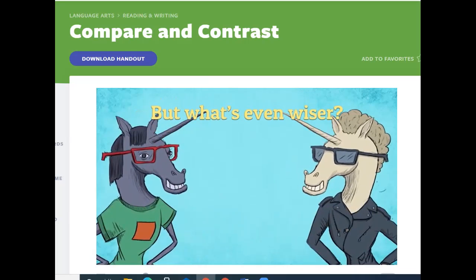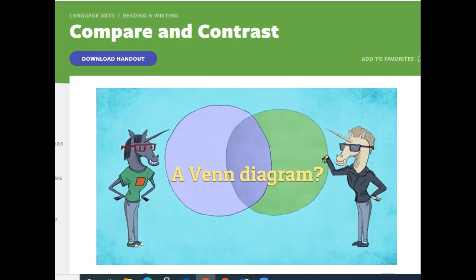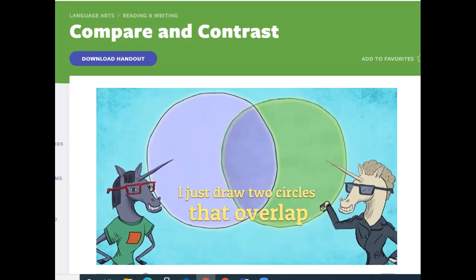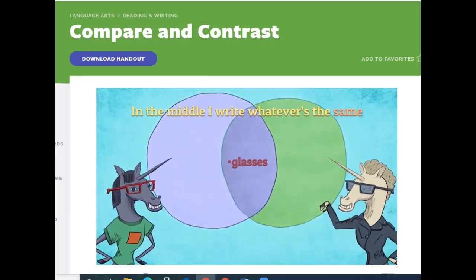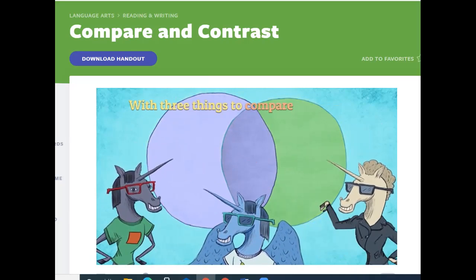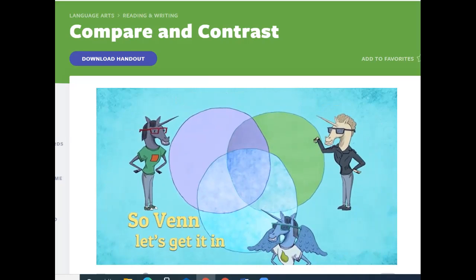But what's even wiser, before I write, I'ma use a graphic organizer, a Venn diagram. Yeah, I'll show you that. I just draw two circles that overlap. In the middle, I write whatever's the same, just list the differences in the other spaces. With three things to compare, what should I do then? I could add a third circle, so then let's get it in.